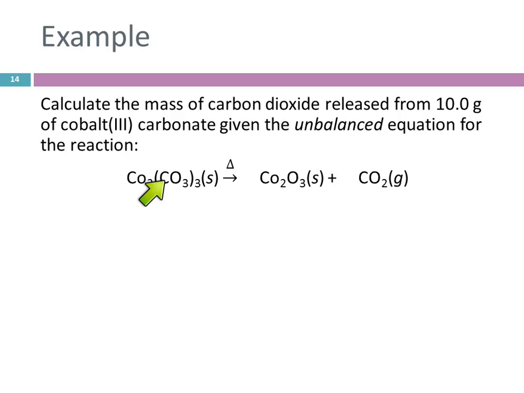Look at the carbon next. How many carbons in this one? 3. And how many over here? 1. So if I put a 3 there, I've got the carbons straightened out. That should take care of the oxygens, but we have to check. How many oxygens over here? 9. And how many here? 3 and 6 is 9. Okay, so we're good.